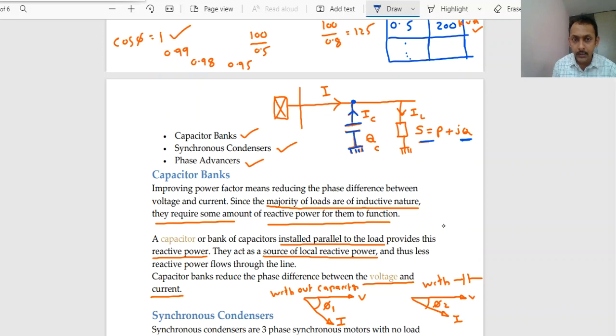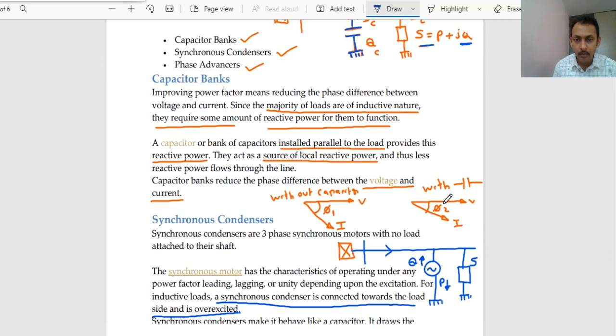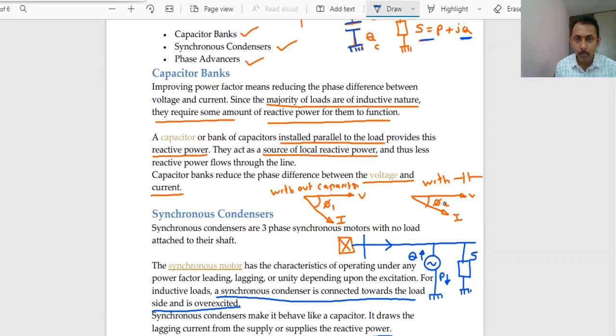Once you inject some amount of reactive power with the help of the capacitor bank, the angle difference between the voltage and current will be reduced. Once the angle difference is reduced, the power factor is improved. Like this we can achieve it.